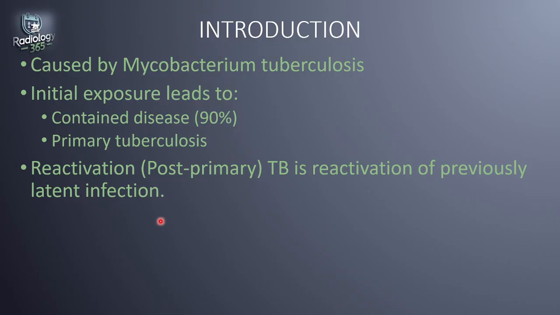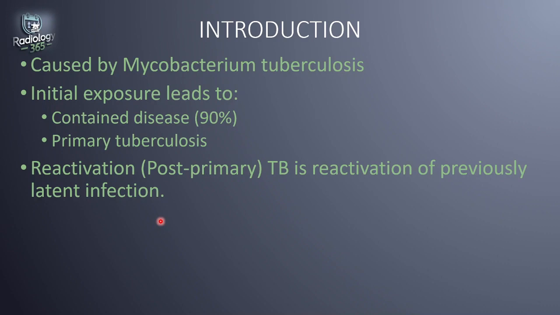So pulmonary tuberculosis is caused by the organism Mycobacterium tuberculosis. Now, initial exposure to tuberculosis can lead to two clinical outcomes. First, you may have a contained disease, usually in about 90% of cases, and this results in calcified granulomas and/or calcified hilar lymph nodes.